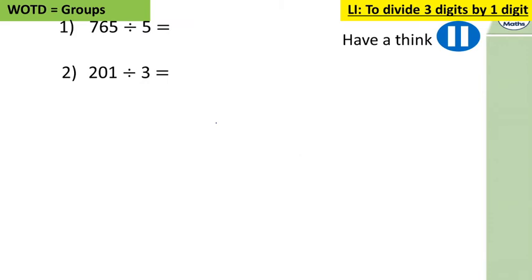Okay, so we've got 2 questions here. 765 divided by 5. You might have noticed that's got a 5 in the ones column, so that is not going to have any remainders. And then we've got 201 divided by 3. So have a go at these 2 questions using the method that you prefer and see what answers you get.